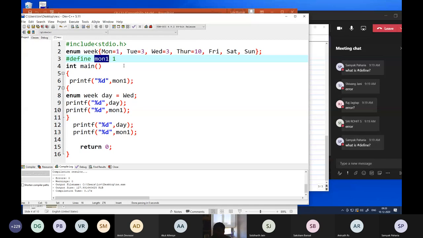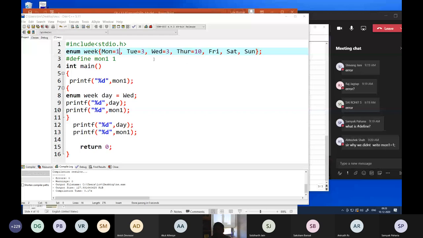What is the use of enum? Basically, it will allocate constant values to the variable. By default, enum will start from 0. It will be 0, 1, 2, 3, something like that. But you can write any value. When you write the value 10 here, the next value will start from the previous value plus 1. So the next value, Friday, will start from 10 plus 1.